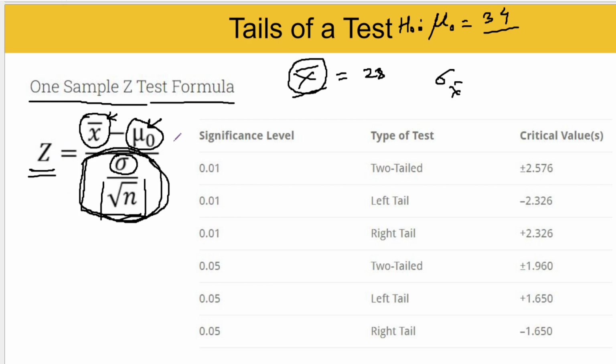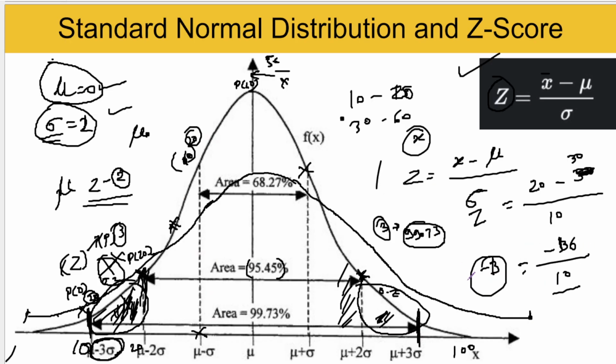Then for some significance level, the type of tests and the critical values have been calculated. These critical values are about Z. What is this significance level? 0.01 means 99% confidence. Now this is two-tailed. So now you will take the example of 0.05 because we have some data.